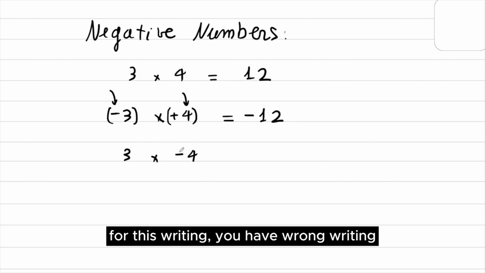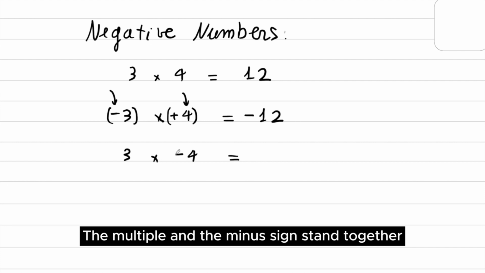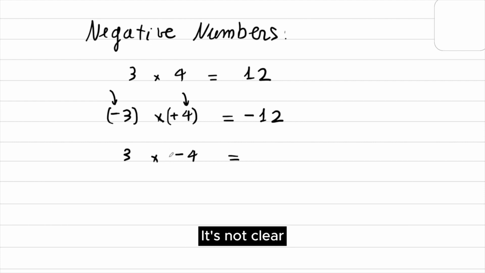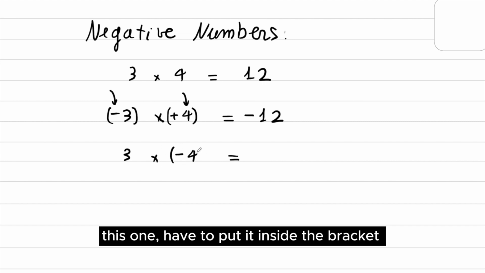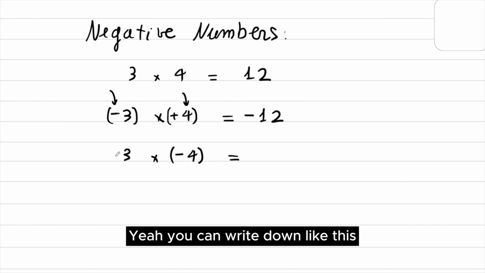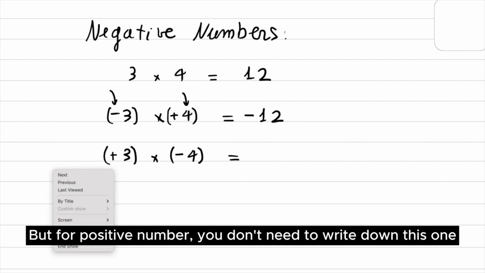Another way to understand this more: you take 3 multiplied with negative 4. This is the wrong way of writing, because you can see the multiplication sign and the minus sign stand together. It's not clear. They have to be separate, so this one has to be put inside the bracket. And for this one, you can write plus 3 inside the bracket, but for a positive number, you don't need to write it out.